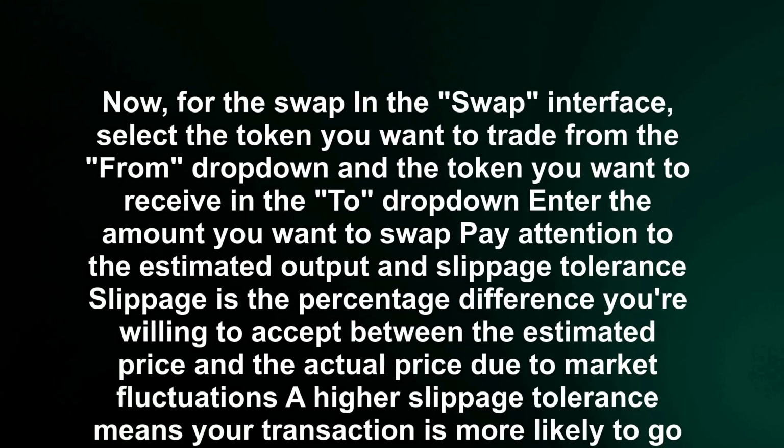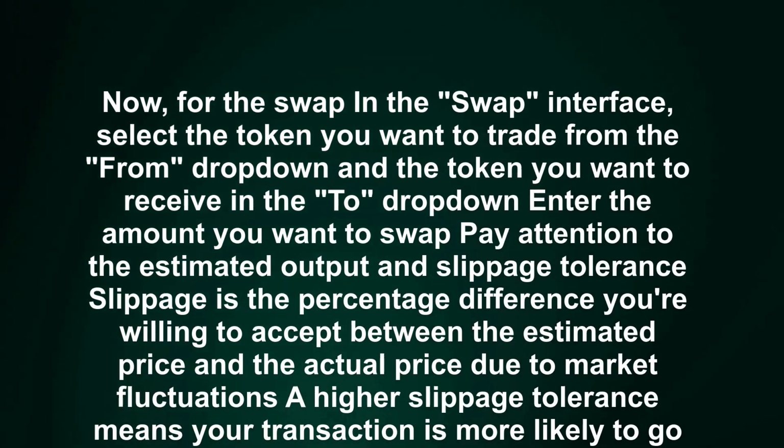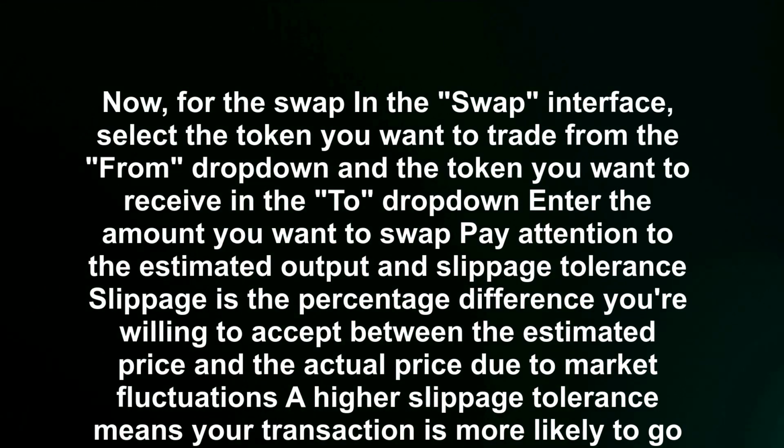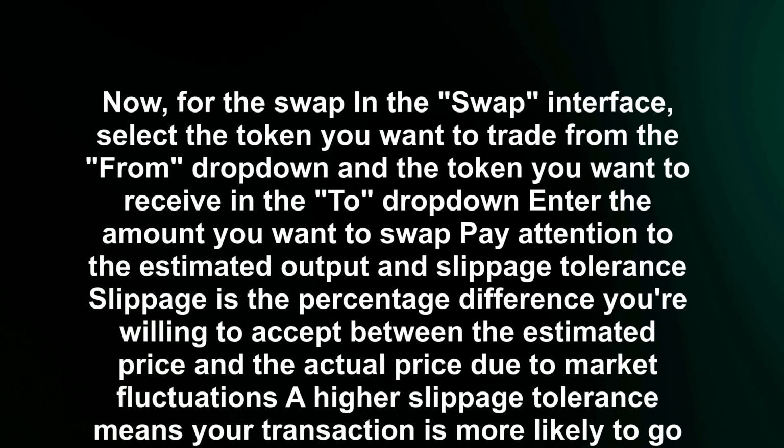Now, for the swap. In the swap interface, select the token you want to trade from the From dropdown and the token you want to receive in the To dropdown. Enter the amount you want to swap. Pay attention to the estimated output and slippage tolerance.